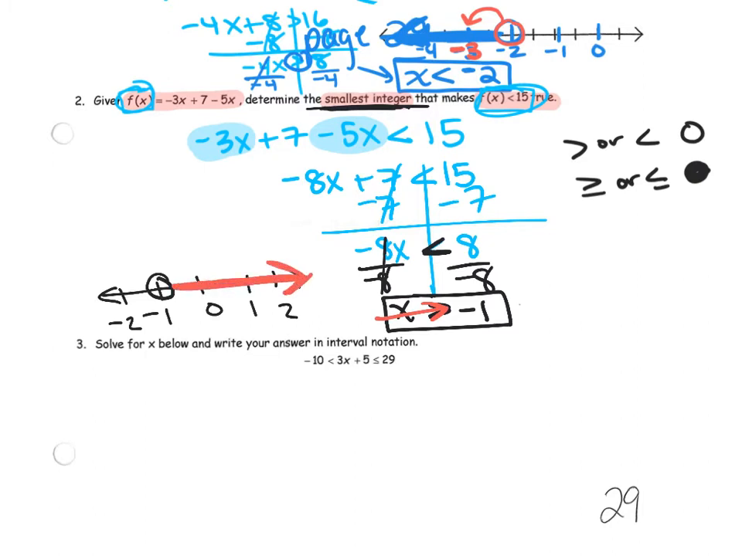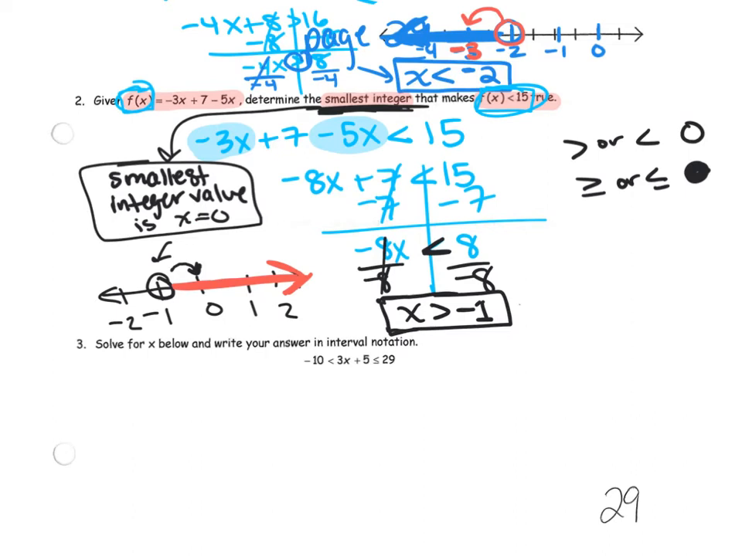It's really helpful to draw a number line. Guys, the question didn't say to draw a number line, but it's probably going to help you to do so. Now, the question says determine the smallest integer value. So negative 1 doesn't get included because it has the open circle. But what's the next number? It's 0. So the smallest integer value here is 0. Again, just always going back and making sure you're answering the question.